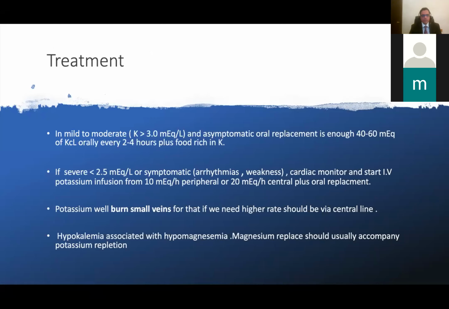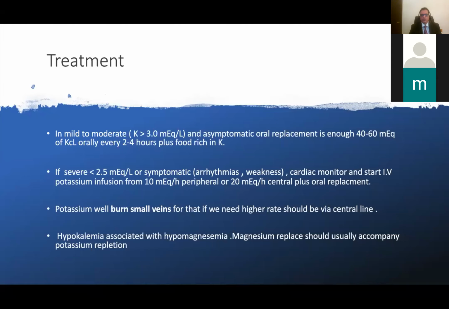So if your patient has mild to moderate hypokalemia, with potassium more than 3, and is asymptomatic, this is very important, oral replacement will be enough. So no need to have your patient on IV replacement. Oral replacement plus advising a high potassium diet like bananas, dates, and others. Again, if your patient is asymptomatic.